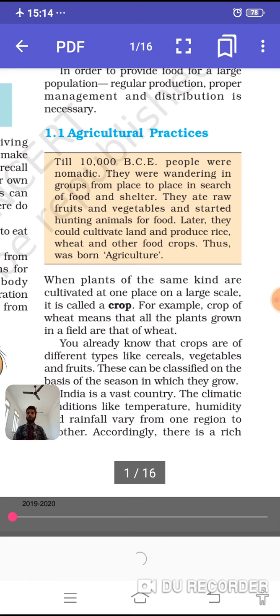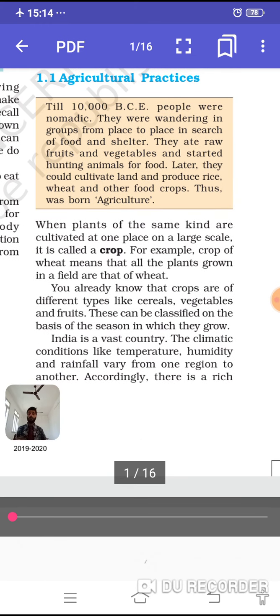Till thousands of years BCE, people were nomadic. Nomadic means the people who used to travel from one place to another. They were wandering in groups from place to place in search of food and shelter, which we already discussed in class 7th, 8th in SST. They ate raw fruits and vegetables and started hunting animals for food. So while moving in the jungle, nomadic people used to eat raw fruits and vegetables, and they started killing and hunting wild animals.